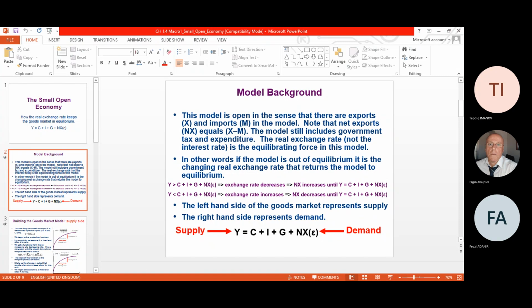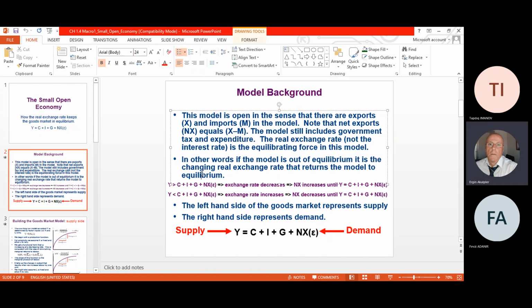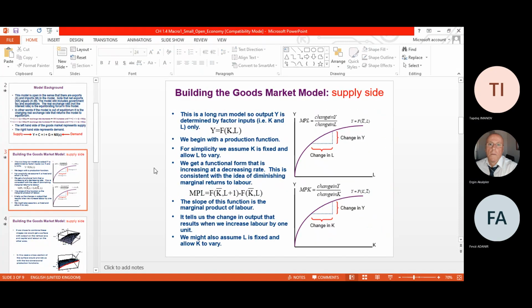Okay, go to next slide. Building the goods market model.